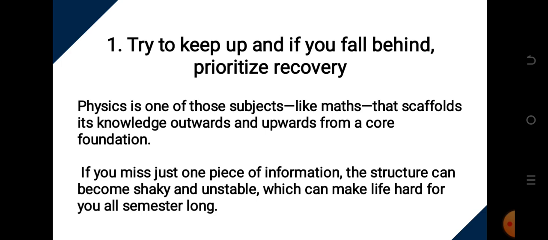Now, physics is one of those subjects like mathematics that scaffolds its knowledge outward and upward from a core foundation. If you miss just one piece of information, the structure can become shaky and unstable, which can make life hard for you all semester long, or all session long. Physics is built on a foundation. It is one step after the other, after the other. If you miss one piece of information along the line, the foundation becomes shaky. You cannot afford to miss any concept.